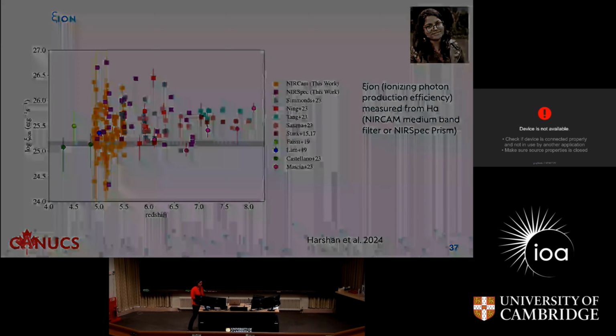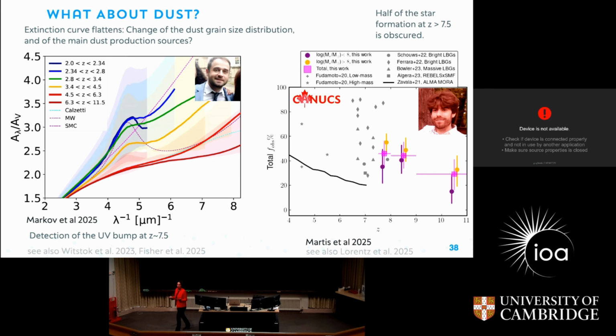The other thing that we also care about is dust. Some people might find it very boring, but I'm getting more and more excited about dust. What we measure is two things. We have measured the extinction curve. This is the work by Vlad and Markov. And we are extending this now also to lens galaxies, so we can go to lower masses again. The extinction curve is now measured up to redshifts of 11, and we can see that the extinction curve itself flattens. Now the question is, why is that?